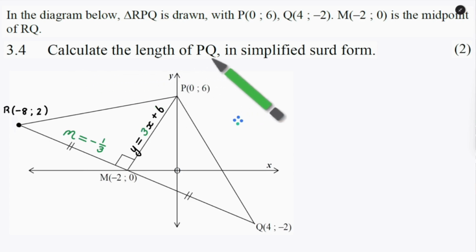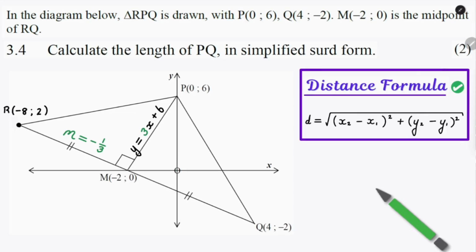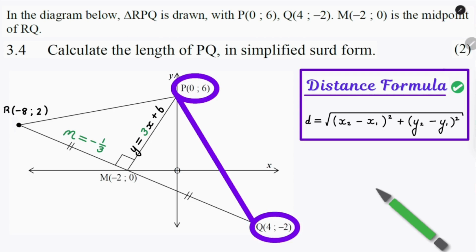Next up, we need to calculate the length of PQ in simplified surd form. So length is an acronym for distance. So we shall use our distance formula to calculate that. It's pretty stock standard. We're just going to pop our 2 points into the distance formula to get the length.